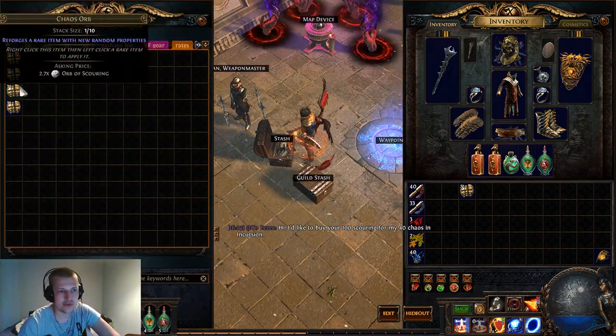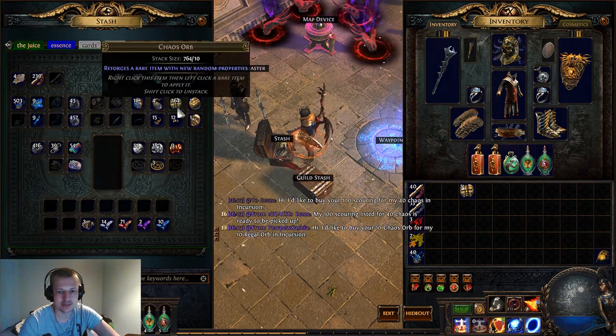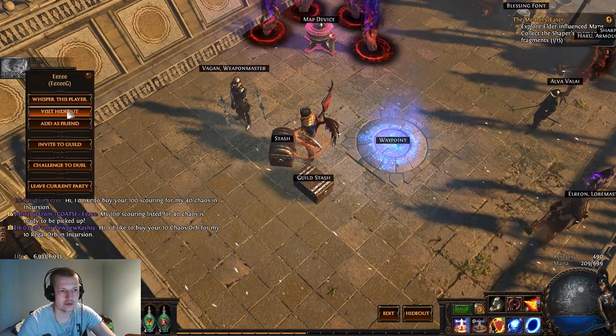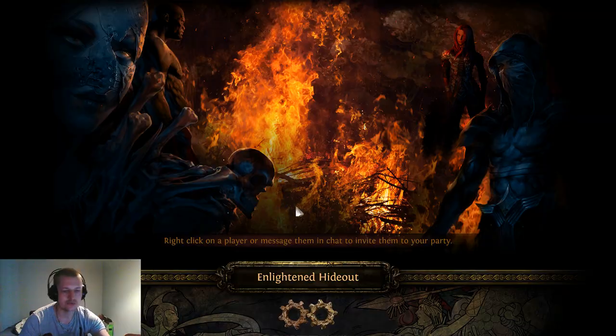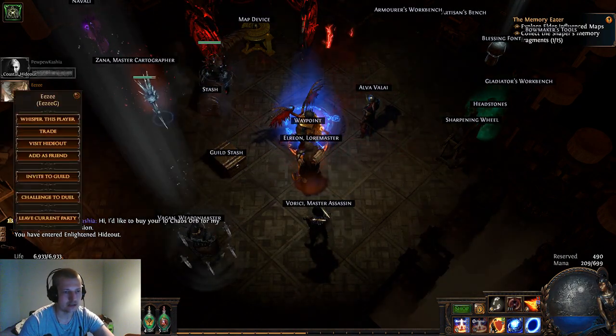So now we know the rates. For 2.4 you can buy as many as you want, and 2.5 as well. And now we're already getting trades here. So we just set up the rate, 10 for 10. So now he's whispering, I want to buy your 10 chaos for my 10 regal, right?